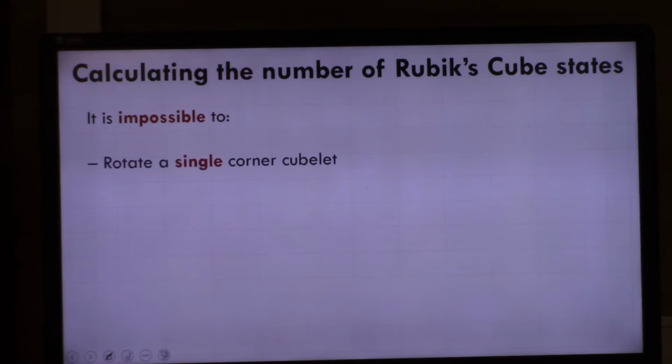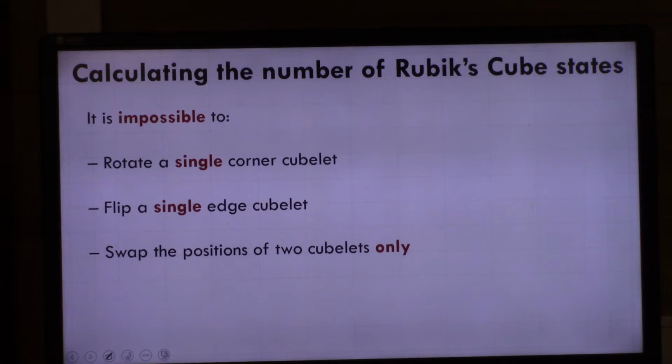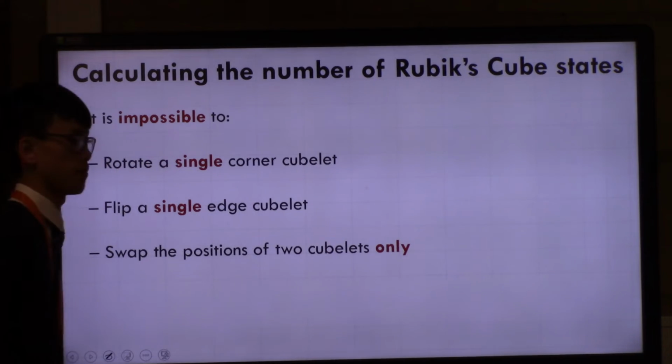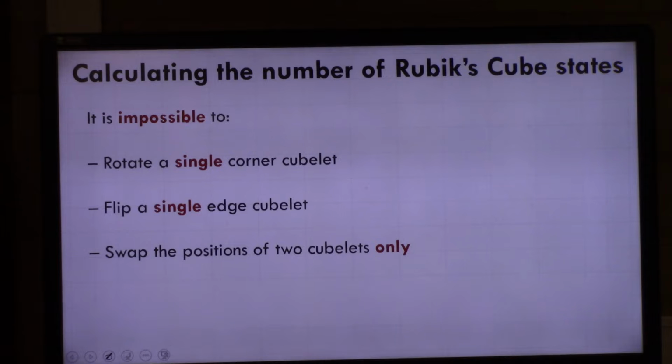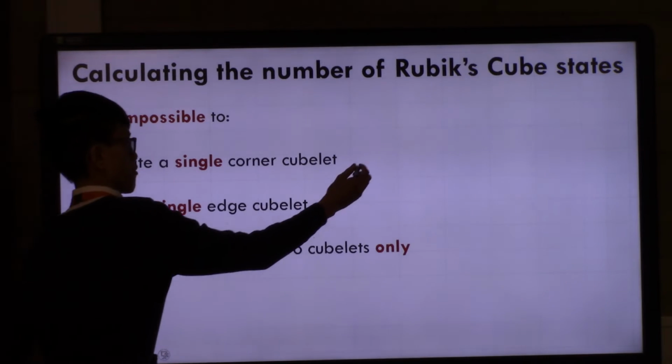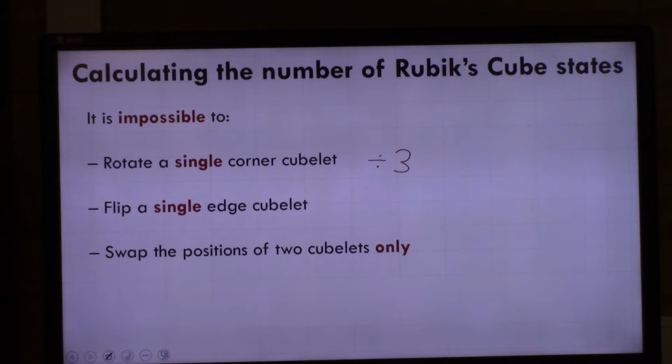So here we go. It's impossible to rotate 1 corner cublet by itself, and it's impossible to flip 1 edge cublet by itself, and to swap the positions of 2 cublets only. And so each of these correspond to dividing the total by a certain amount. So because you can't rotate a single corner cublet, for every set of 8 cublets, only one of those rotations will be correct. So we divide the total by 3, because only a third of the corner arrangements are possible. The same here, we divide by 2.